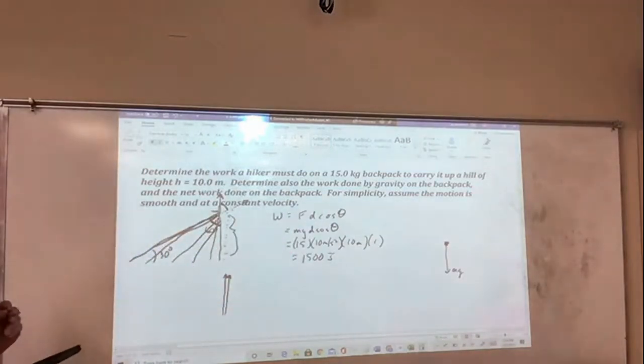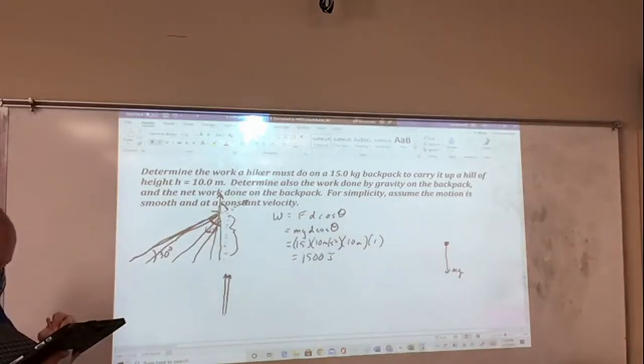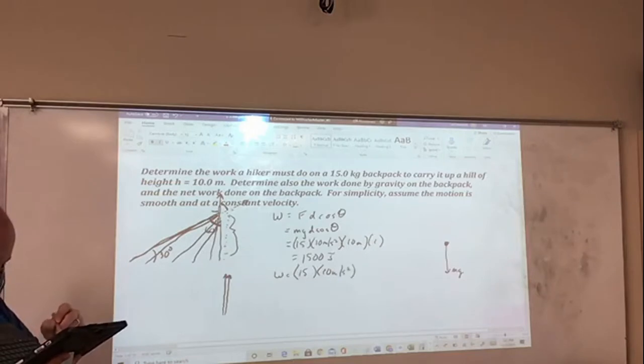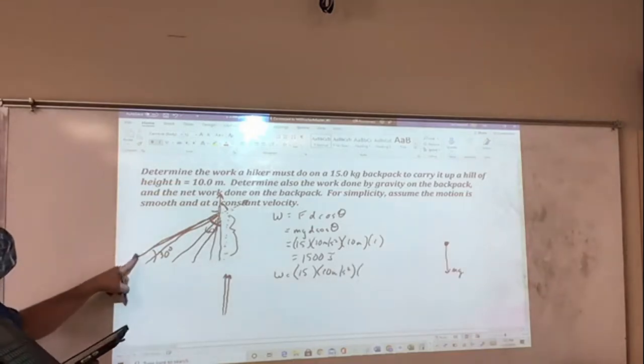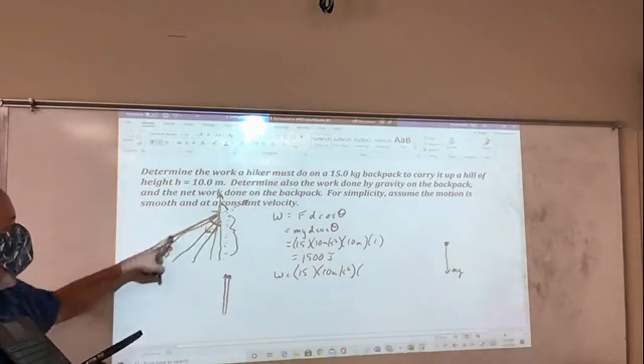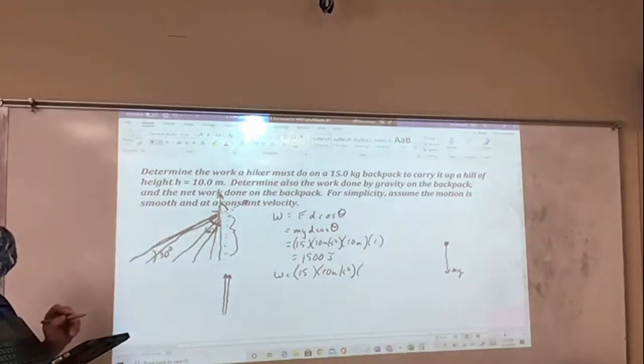Okay, so now I'm going to say the work is still 15 times 10 meters per second squared times, but how many meters am I going in the direction of motion?